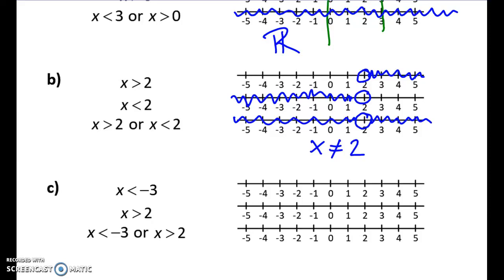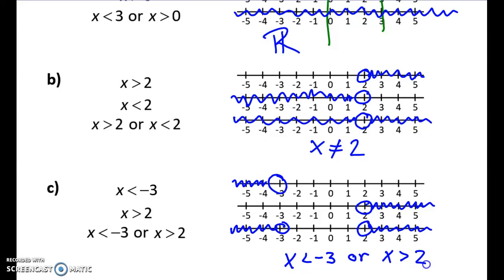And let's take a look at this one. Here I've got x is less than -3. I do an open circle on -3, shade down. X is greater than 2, open circle on 2, shade up. I want to take any area where there's squiggle marks. Well, I've got squiggle all along here to -3, and I've got squiggle all above 2. So my answer set is the combination of those two. It ends up being x is less than -3 or x is greater than 2.